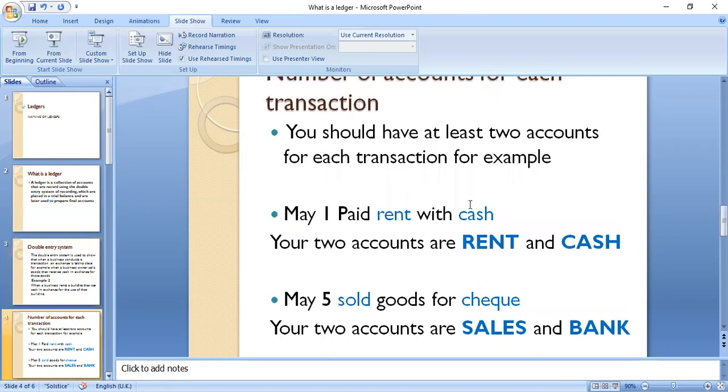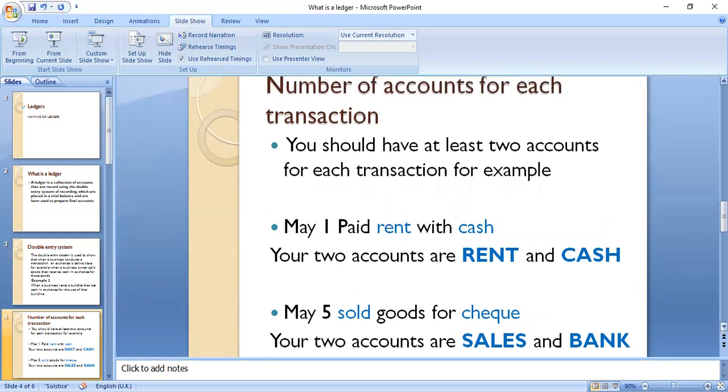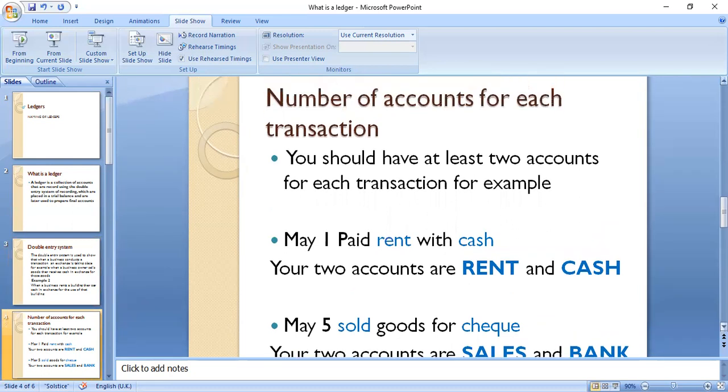We are now looking at the number of accounts for each transaction. It says here that you should have at least two accounts for each transaction. For example, let us look at May 1. We paid rent with cash. Two accounts are affected, rent and cash, right? You rent the building, and for the use of that building, you're going to be paying cash. So you've got the building to use and you're paying cash.